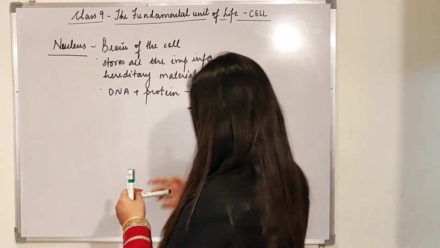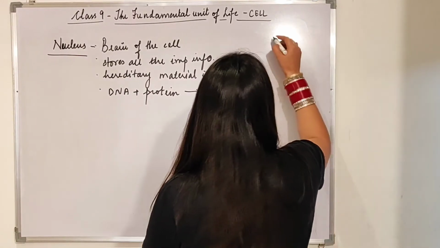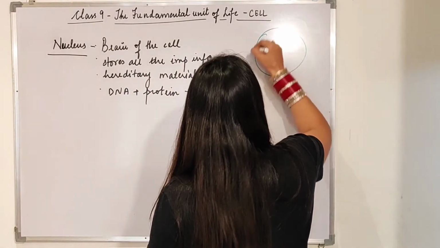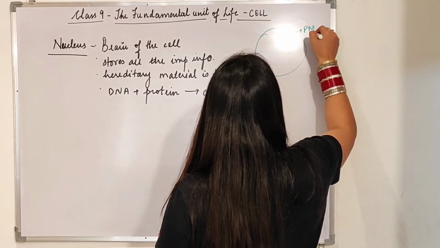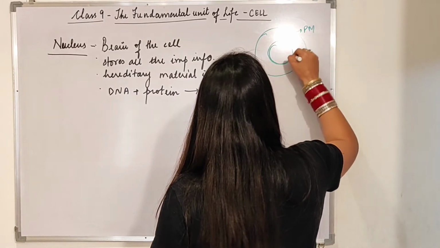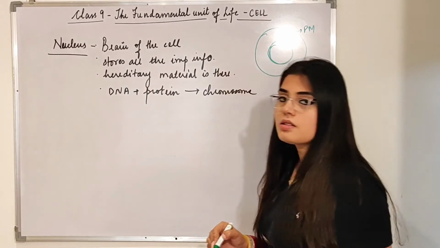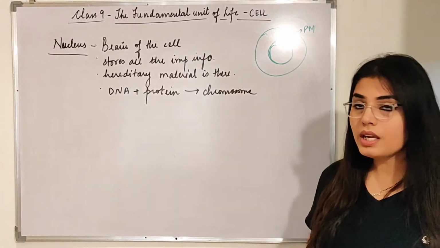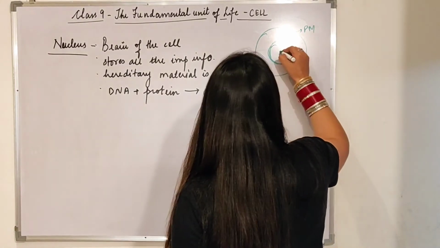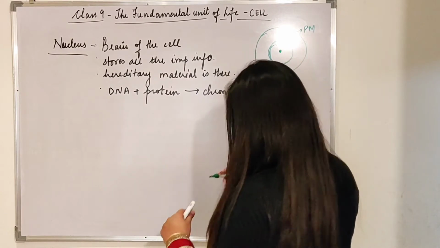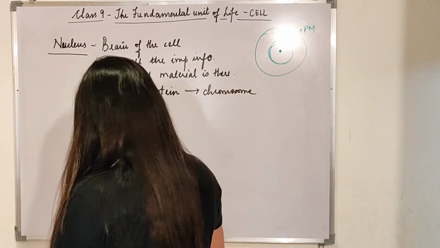Like what happens, I am drawing a figure here. For example, this is the plasma membrane. This is the nucleus. Imagine this is the nucleus. Now inside the nucleus, beta, there is nucleolus. I am drawing it here.